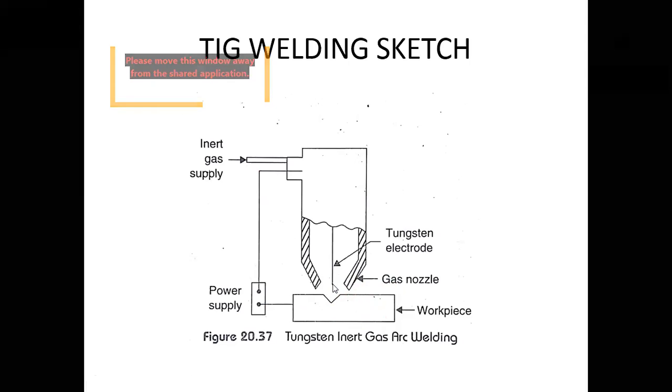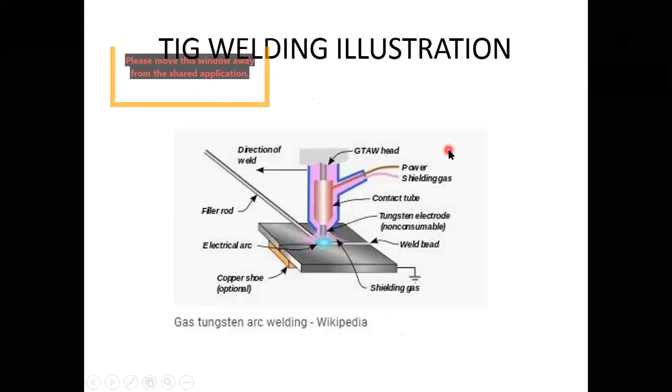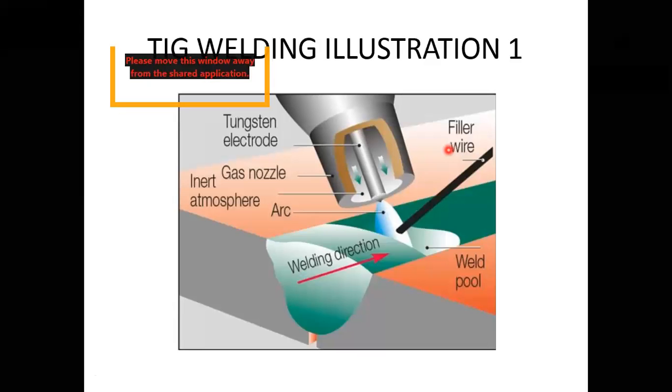Okay. Running out of time, only 10 minutes left. Anyway, next one. This is the color sketch of the tungsten inert gas welding. Okay, I will supply it. Don't worry, I will share this one with you.